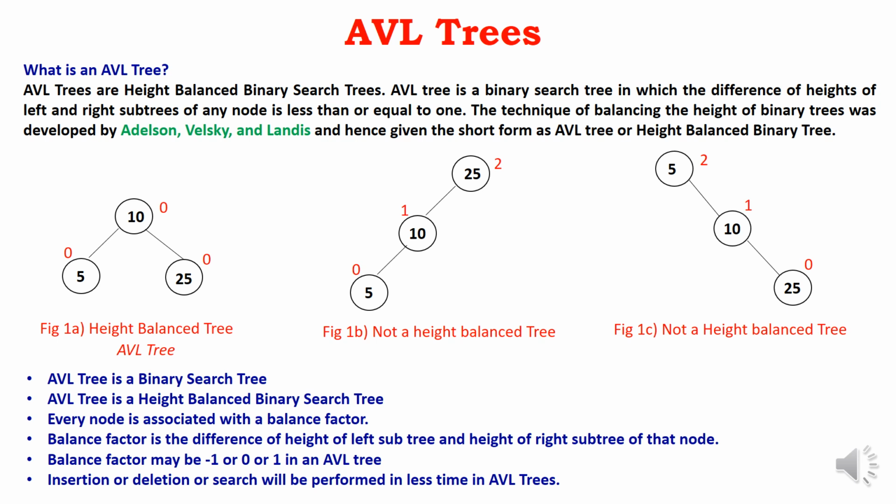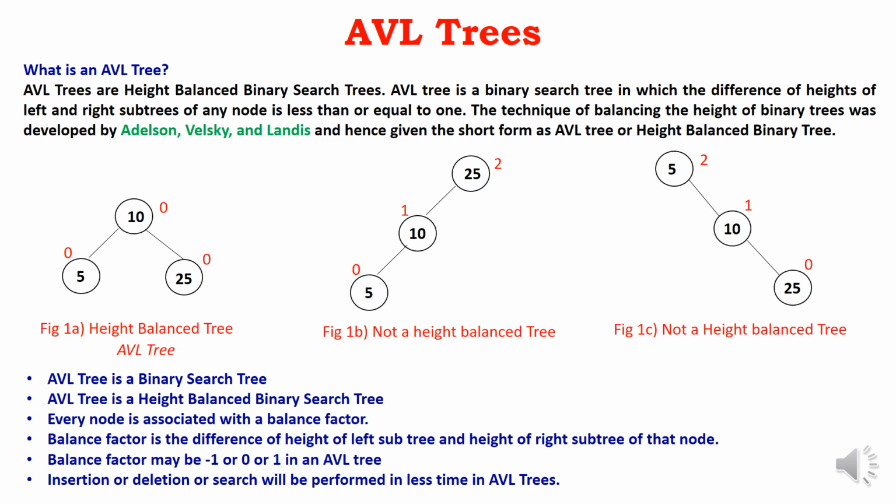Observe the following binary search trees. There are three binary search trees. In the binary trees, every node contains a key and is associated with a balance factor. Figure A is a height balanced binary search tree, so it is an AVL tree. Figures B and C are not height balanced trees, so they are not AVL trees.